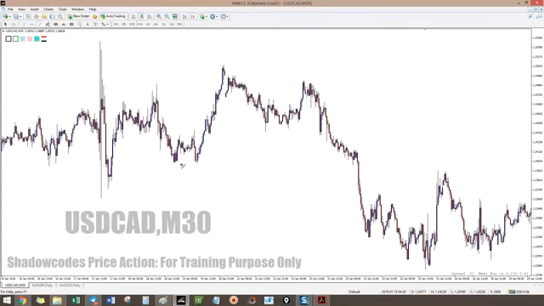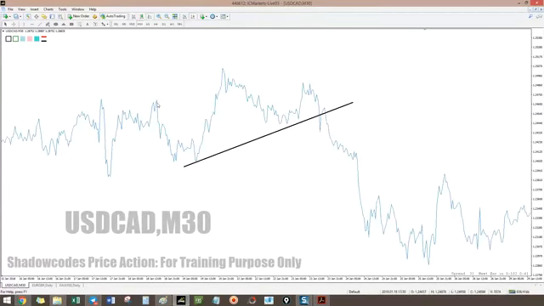So for HNS, just mark it like this. You can also change it first to line chart. So you have seen something like this. Okay. This is your high.